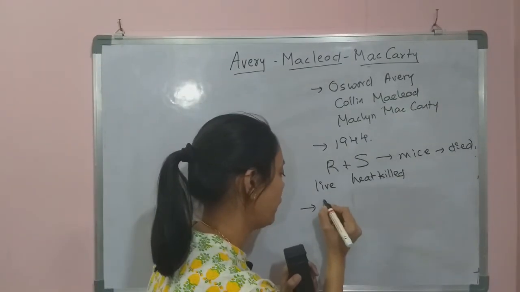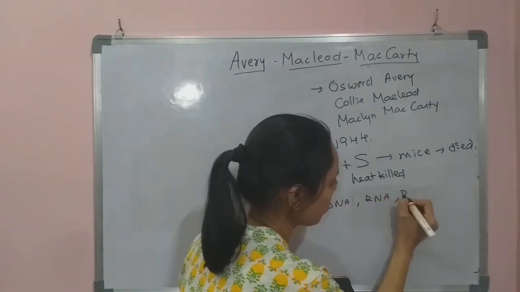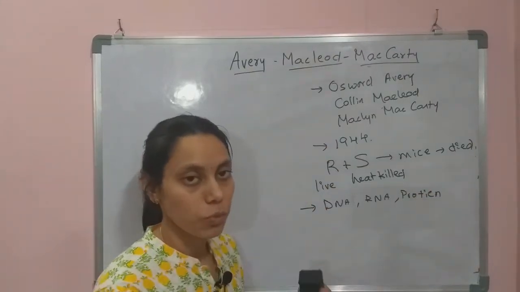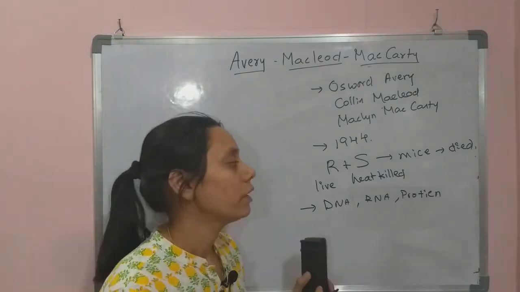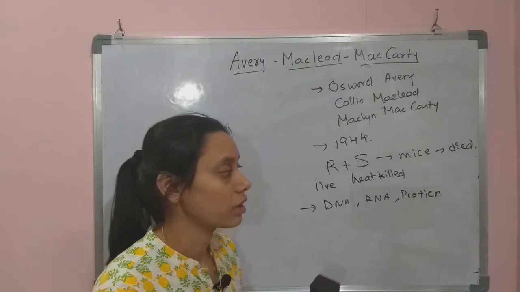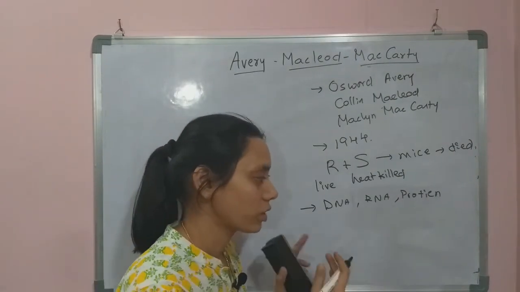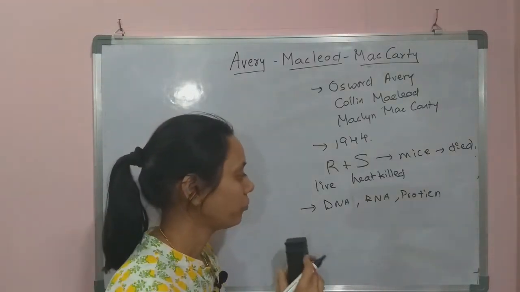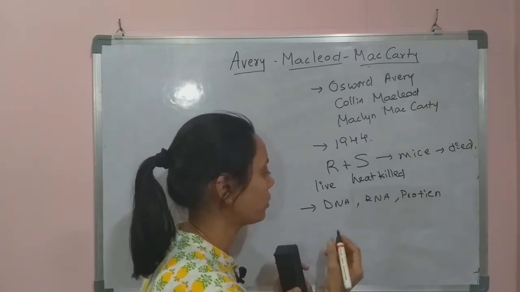Basically, there are three kinds of macromolecules: DNA, RNA, and proteins. Either one of them is responsible for the transformation of the rough strain into a virulent strain that causes infection. So they wanted to know which of these three is responsible, and they experimented with this.